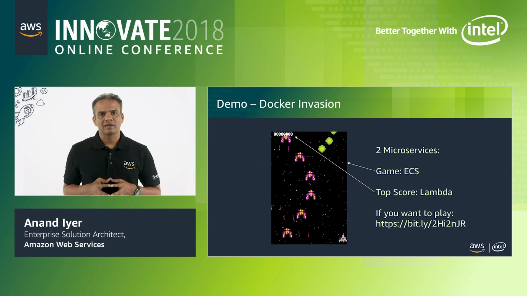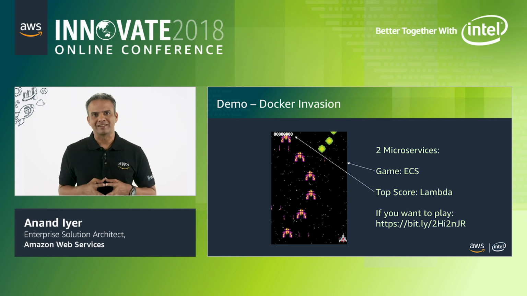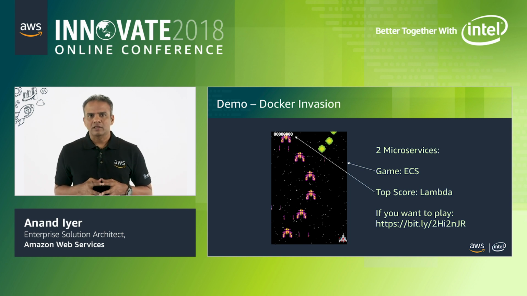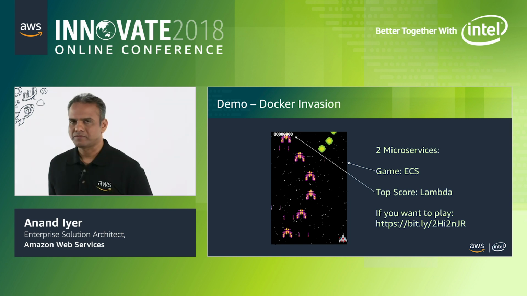Our demo application is a game called Docker Invasion. It's comprised of 2 microservices, all of which have different compute technologies powering them. The main game service runs in a Docker container on Elastic Container Service, ECS, and the service which tracks the top score across game sessions lives in a Lambda function. The goal of the demo is to give you a quick feel for how you can orchestrate different technologies across accounts so that you can release quickly.